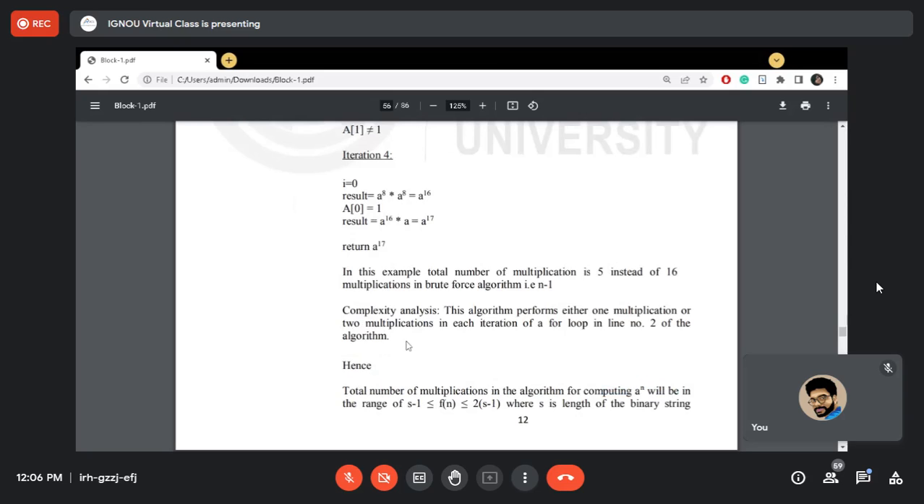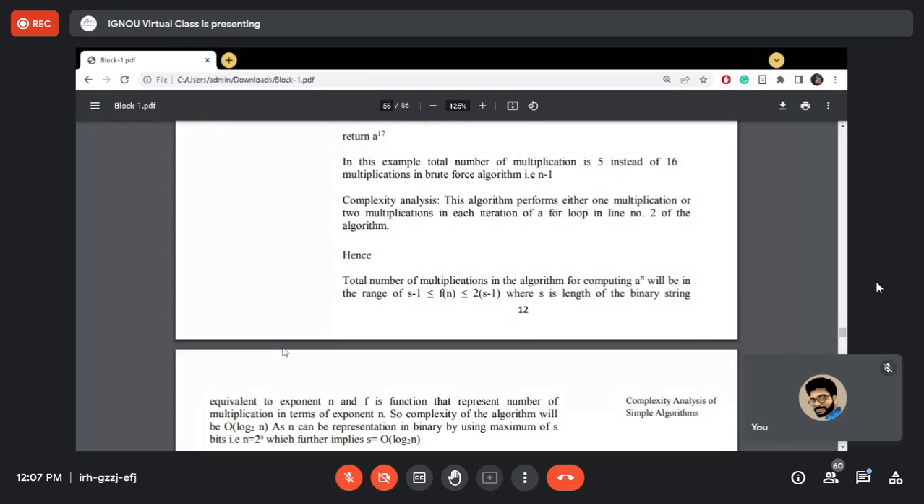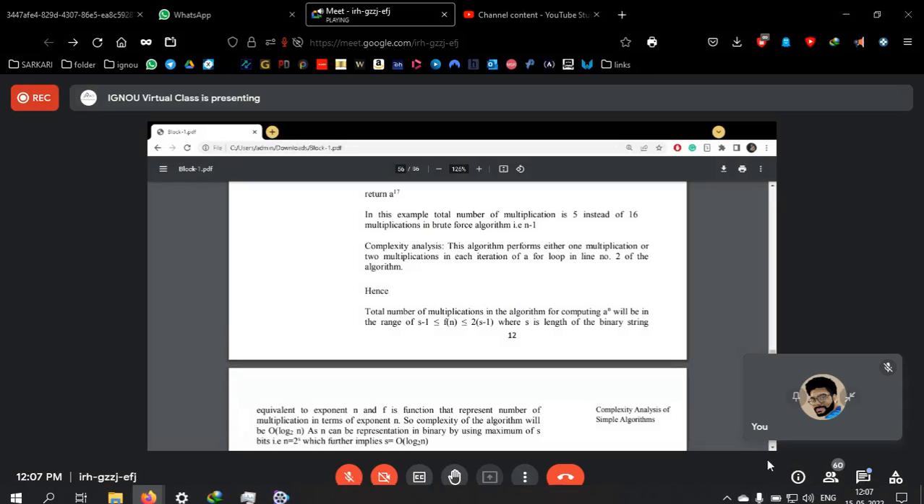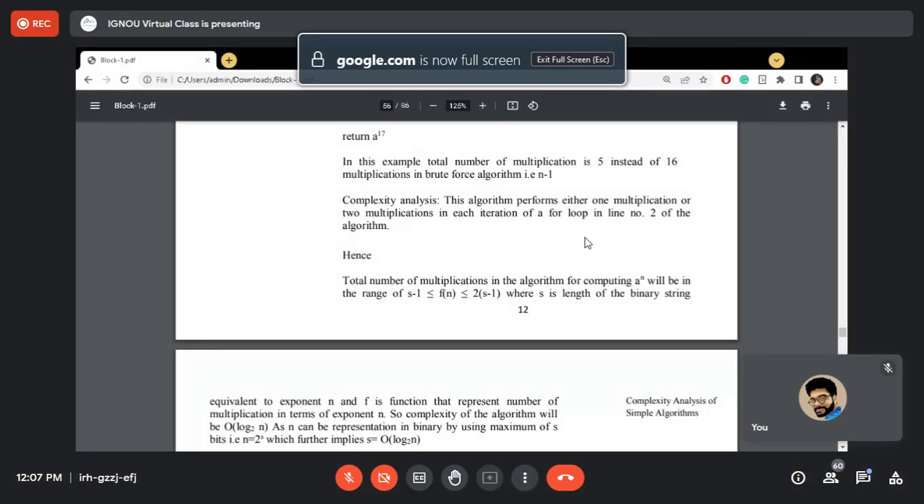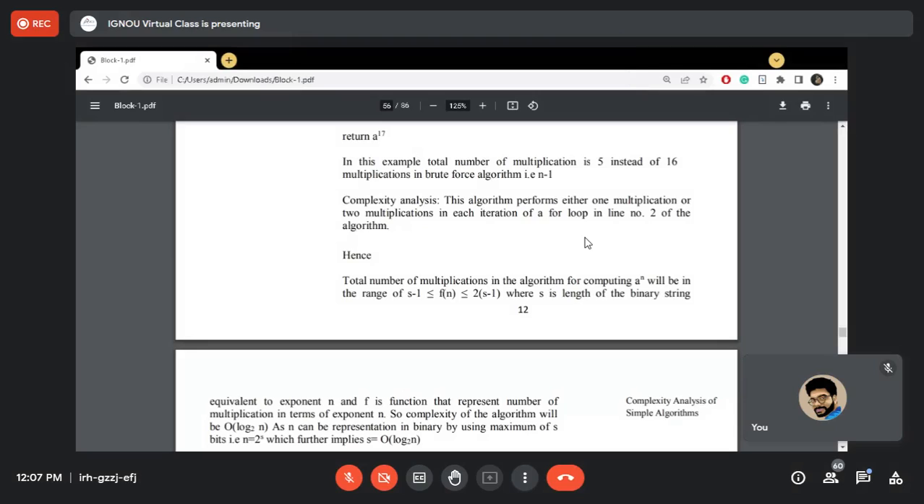If we are talking about complexity analysis, the algorithm performs either one multiplication or two multiplications in each iteration of the for loop. So it depends on our computation: how many loops we are using, how many multiplications and additions we are using. It gives us half the operations to calculate our result, 16 to half, and then half of that. So that's why the complexity of this is big O log n.